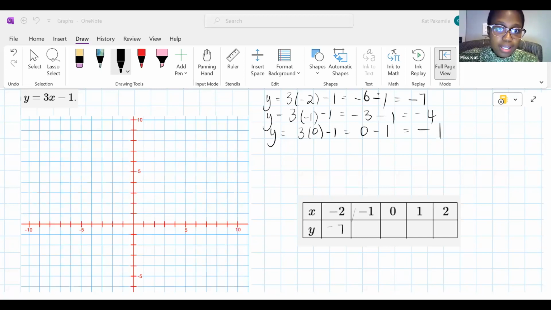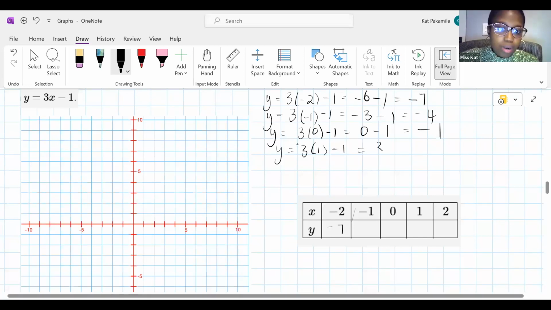Okay, let's see what Sia has to say. Sia? Yes, ma'am. So 3 times 1 will equal 3. Then if you minus 1, it'll be 2. Thank you very much. 3 minus 1, which is 2. And we have one last one.